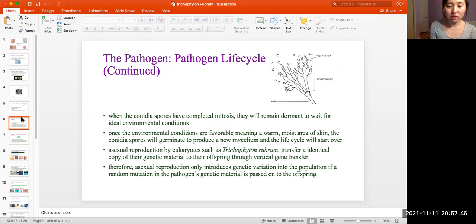The reproduction of a eukaryote such as Trichophyton rubrum transfers an identical copy of the genetic material to their offspring through vertical gene transfer. Therefore, genetic variation is only introduced into the population by a random mutation in the pathogen's genetic material that is passed on to the offspring.